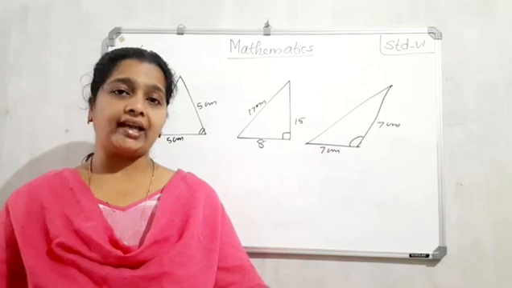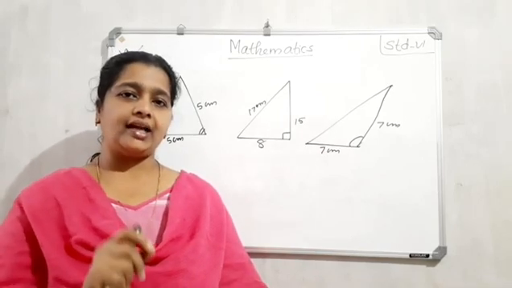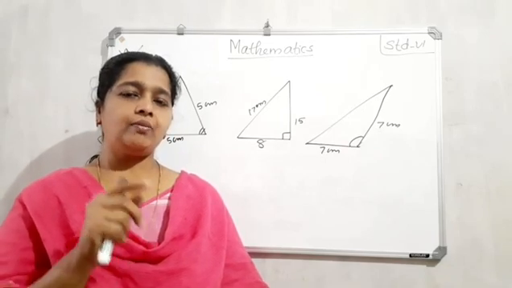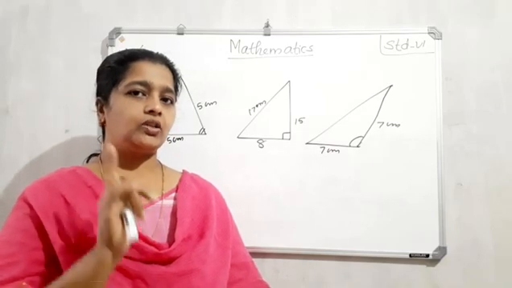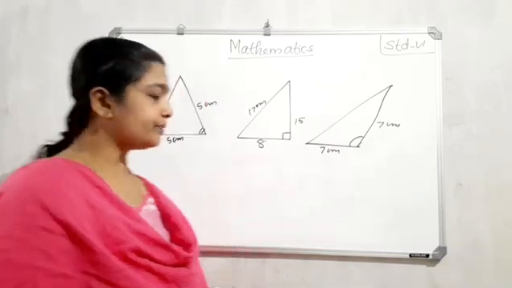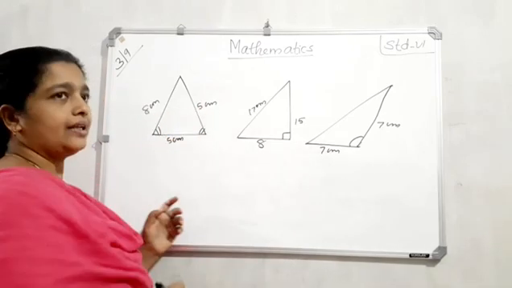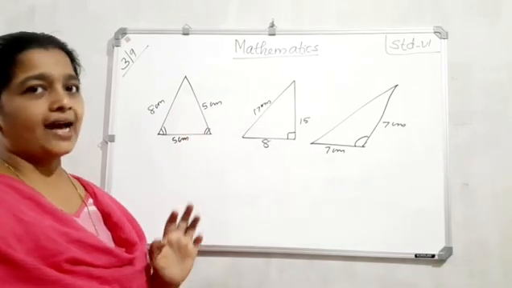Next question. Name each of the following triangles in two different ways. You want to write in two different ways. That means you want to write the answer naming by the measurement of sides and by the angle. So you want to write both ways. First question. 8 centimeter, 5 centimeter, 5 centimeter. Here we must check whether two sides are equal.